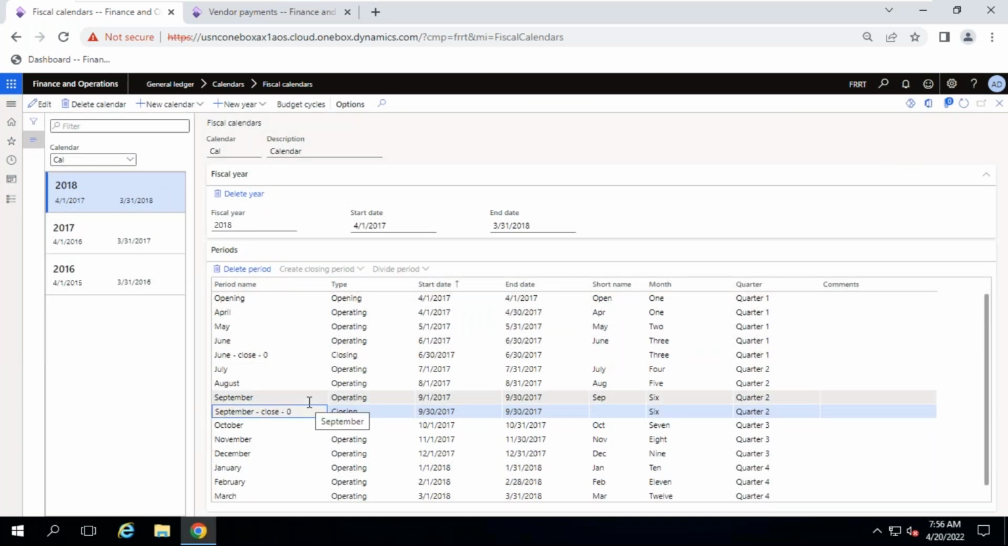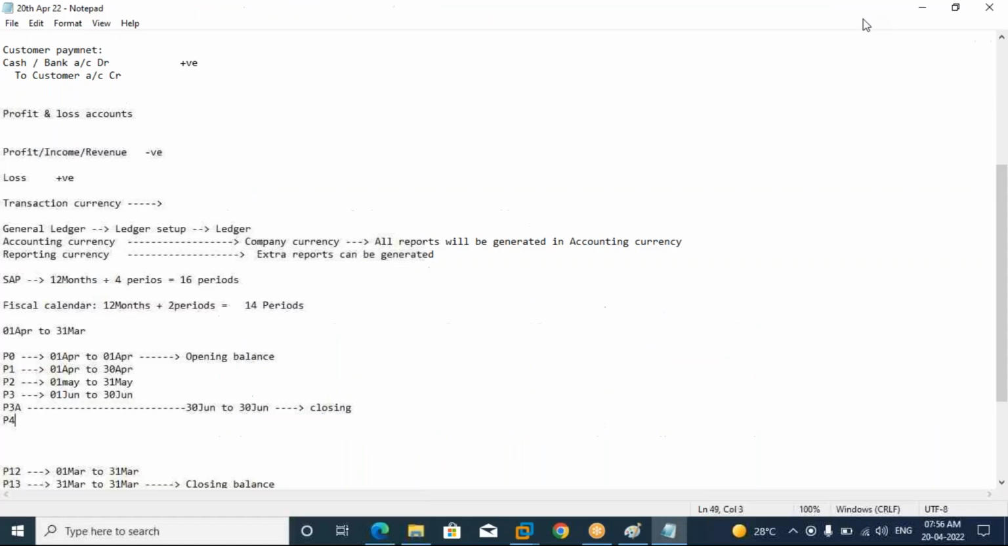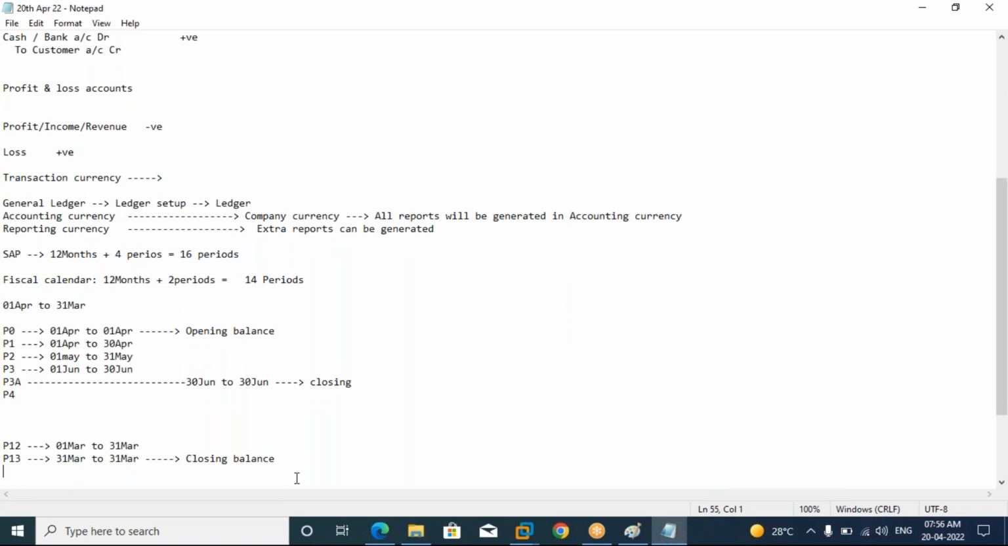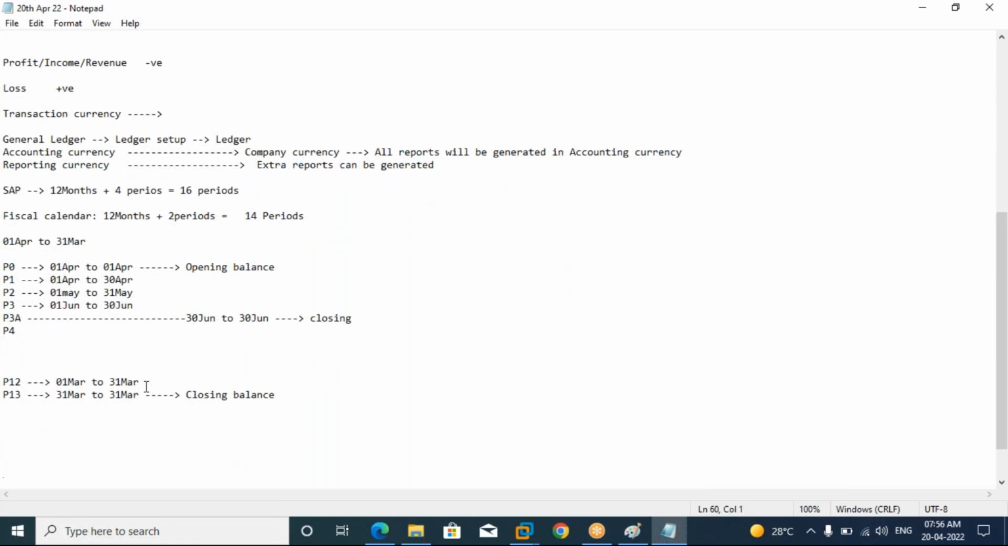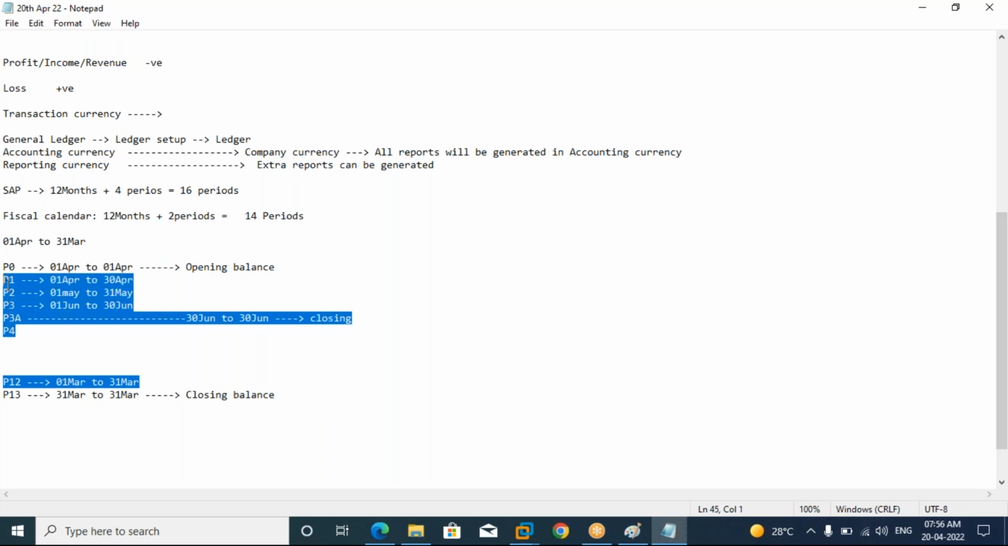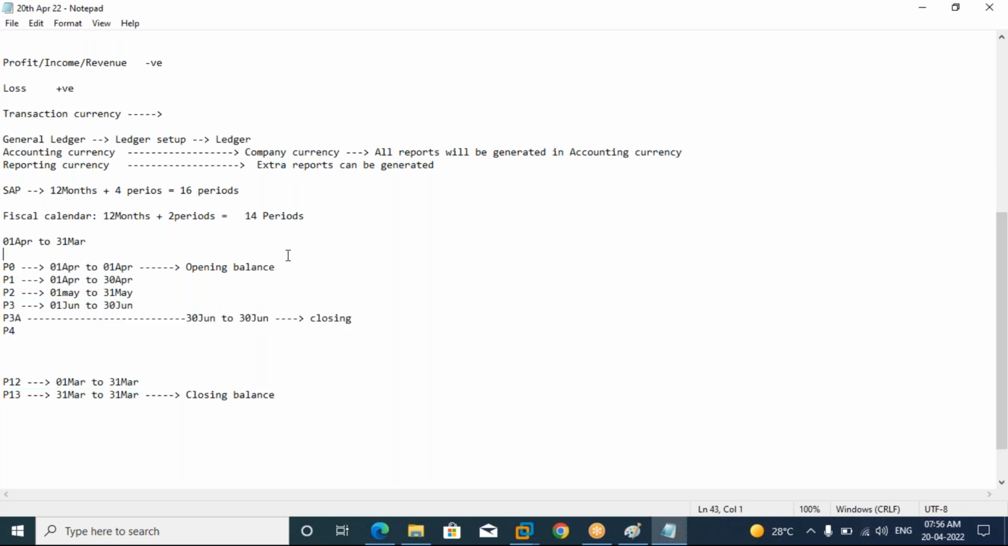If you want to delete, you can. By default it is 14 periods, period 0 to period 13, by default in the system: the 12 months, plus period 0 and period 13. Understood? Any questions here?